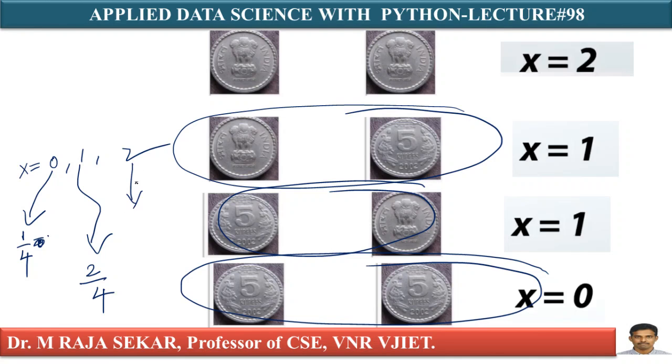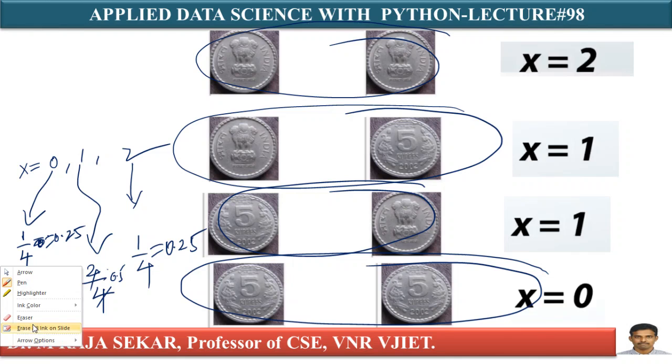What about getting 2 heads? 2 heads means how many possibilities? There is only one possibility, that is favorable 1, total 4. 1 by 4 means it's 0.25. This is also 0.25. 2 by 4 means that is 1 by 2, 0.5. 0.25 plus 0.5, 0.75 plus 0.25. Sum of all probabilities is equal to 1. Isn't it? Yes. That's what I told you.